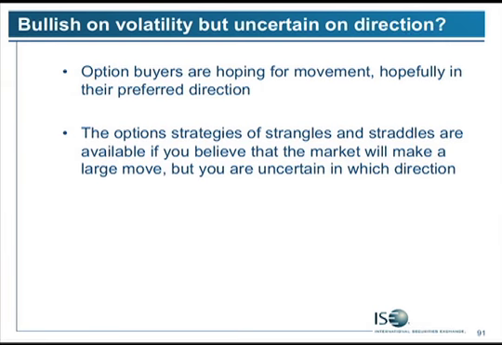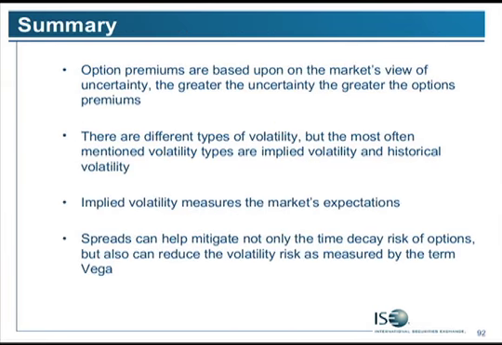So to summarize what I spent the last hour on, option premiums are based upon the market's view of uncertainty. The greater the uncertainty, the greater the option premium. There are many different types of volatility. Most often mentioned are the implied volatility and the historic volatility. Implied volatility measures the market's expectations. Spreads can mitigate not only the time decay risk of options, but also reduce the volatility risk as measured by Vega. Volatility changes each and every day.